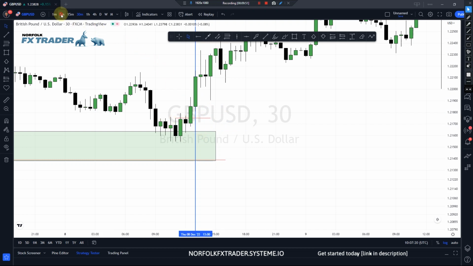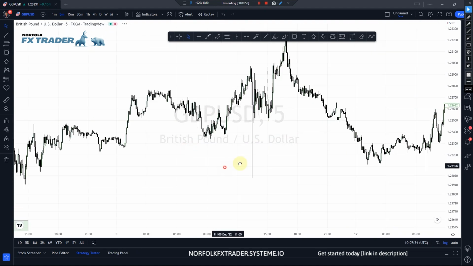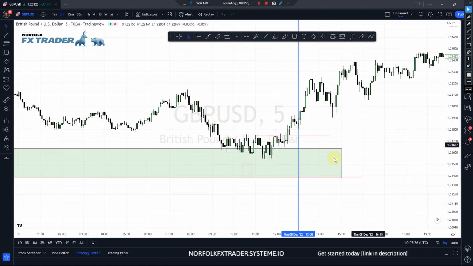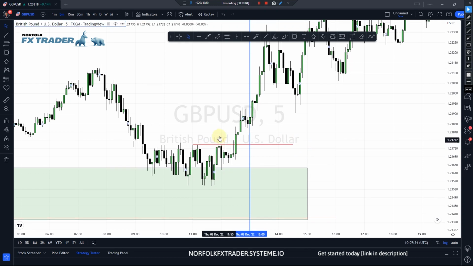And then we go down to a 5-minute here. Let's just find that same area. Hopefully you're starting to see how simple this is to find a change of character. There's our last push down to make this low. We wick through. Now you can use this as a change of character with a wick, but if you want to be more consistent, look at using a close through.